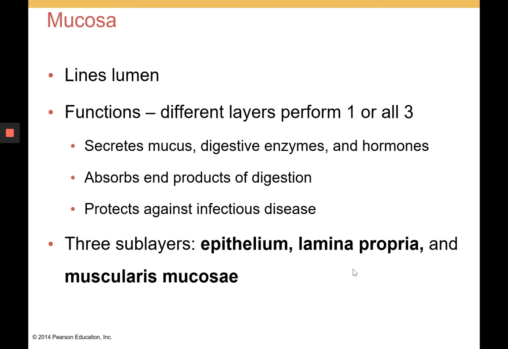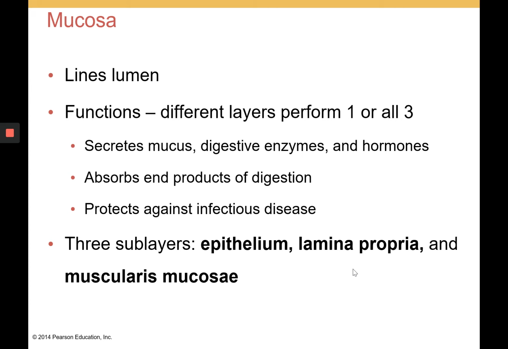So the mucosa lines the lumen. It has 3 layers, and the different layers perform 1 or all 3 of the following functions. They secrete mucus, digestive enzymes, and hormones, absorb end products of digestion, those are the monomers from breakdown of biological molecules, such as carbohydrates, proteins, nucleic acids, and lipids, and they protect against infectious disease. So you may find things like Peyer's patches in the mucosa, specifically that underlying connective tissue basement membrane.